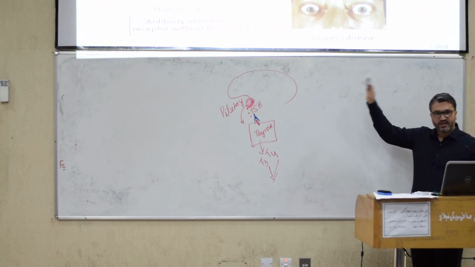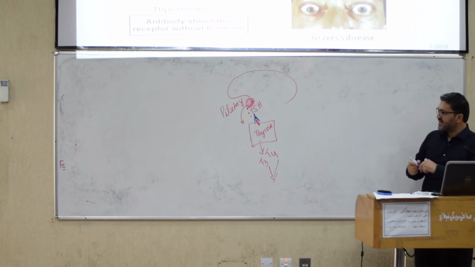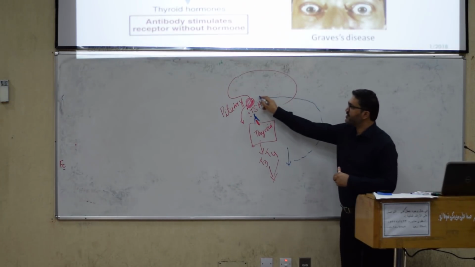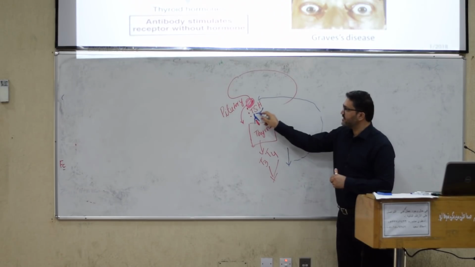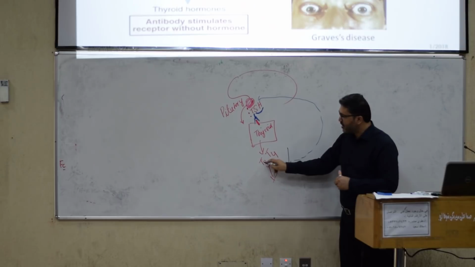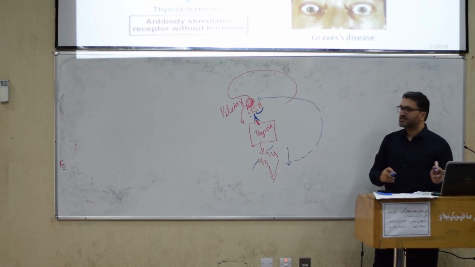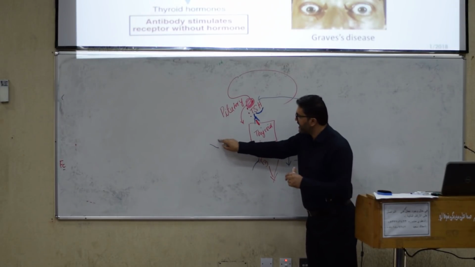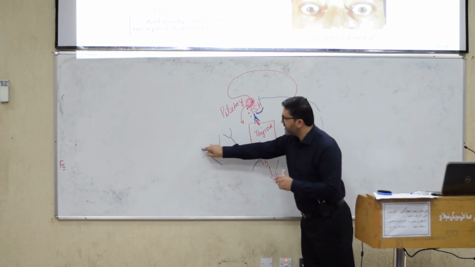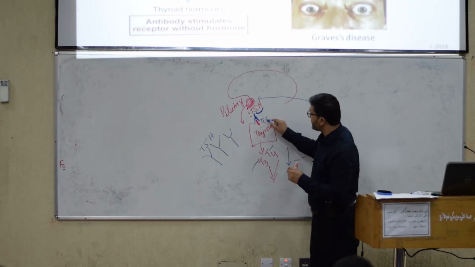Normally, your brain knows when your body needs thyroid hormone. So let's say its level is reduced. This is signaled to the pituitary gland. The pituitary gland will produce thyroid stimulating hormone, which will stimulate the thyroid to produce T3 and T4. But now in this condition, Graves' disease, your body is producing abnormal antibodies. All these antibodies resemble TSH, and they will bind to the TSH receptor.